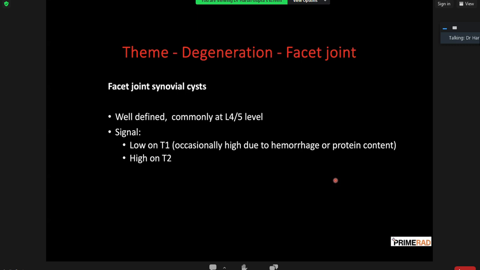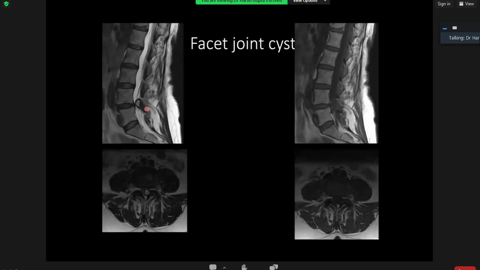So we've seen two themes. The next theme we will look at is degeneration in the facet joint. So let's look at the facet joints now. This is a facet joint cyst, which is very common in facet joint pathology. These are often filled with intermediate signal material. So this is the case here, where there is intermediate material within the facet joint forming a facet joint cyst.